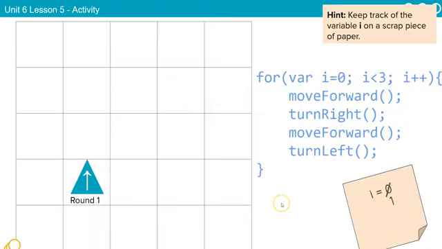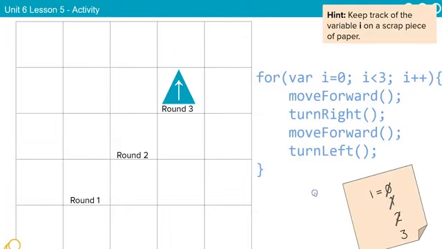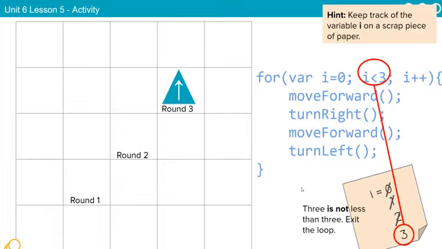So now i is 1. 1 is less than 3, so it's going to run again. It's going to move forward, turn right, move forward, turn left. Now that it's done, it's going to add 1 to i, so i is 2, and then it's going to check the condition again. 2 is less than 3, so it's going to move forward, turn right, move forward, turn left, and then add 1 to i, so it's going to make i 3. At this point, 3 is not less than 3, so this loop will finish, it will exit, and then run any other code that I have.